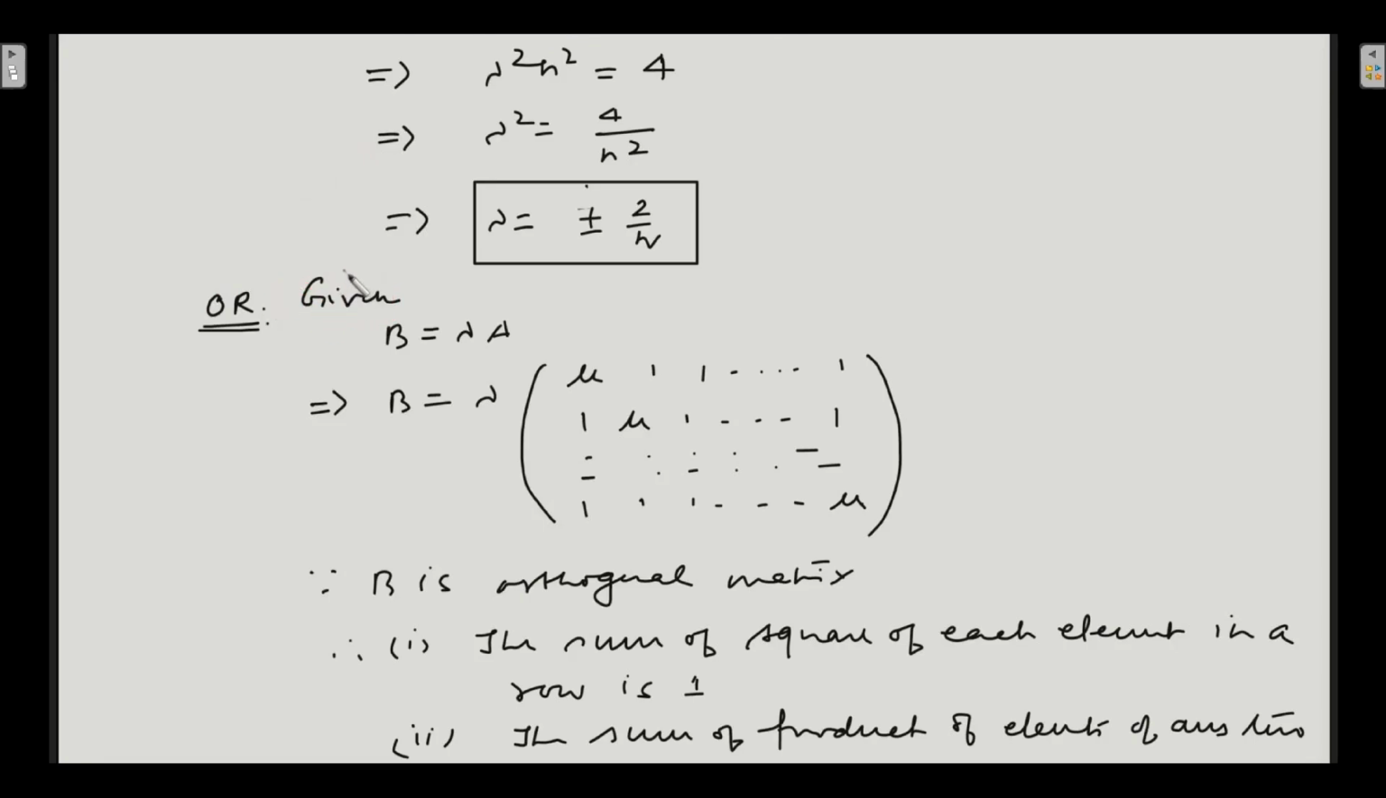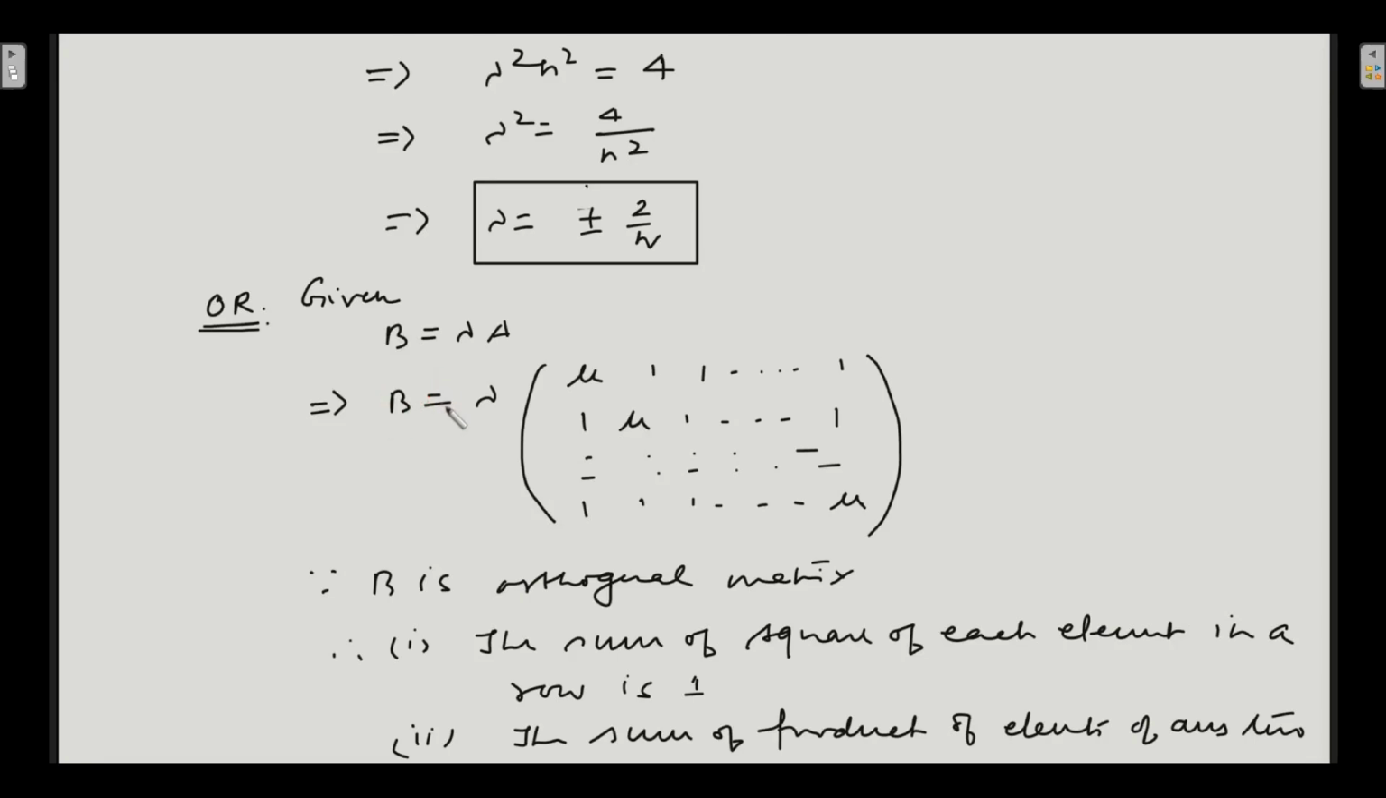The value of lambda and the value of mu which we will get from the second method will also be the same as that we got from the first method. Okay, whatever value of mu and lambda we get from the first method, the same value of mu and lambda we will get by the second method as well. Okay, so it is given to us that capital B is equal to lambda times capital A.